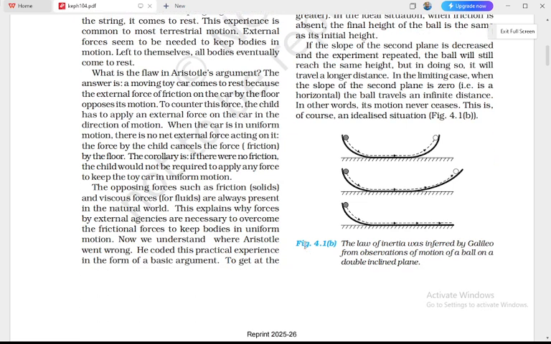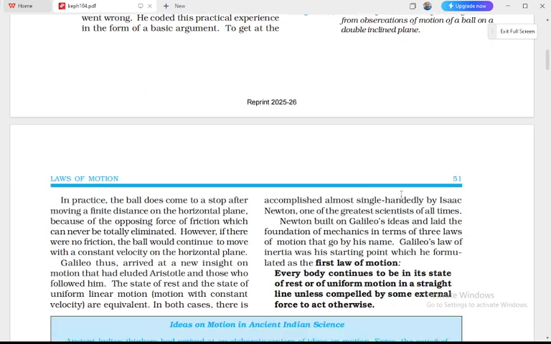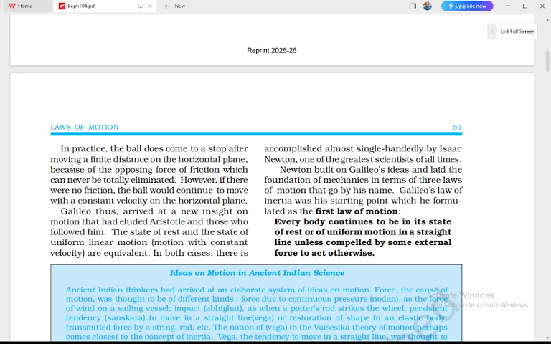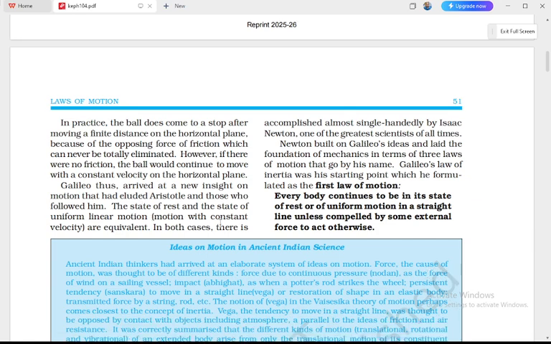The law of inertia was inferred by Galileo from observations of motions of a ball on a double inclined plane, right? And what we find in practice is that the ball does not come to a stop after moving a finite distance on the horizontal plane because of the opposing force of friction, which can never be totally eliminated. However, if there were no friction, the ball would continue to move with a constant velocity on the horizontal plane. Galileo thus arrived at a new insight on motion that had eluded Aristotle and those who followed him. The state of rest and the state of uniform linear motion, motion with constant velocity, are equivalent.